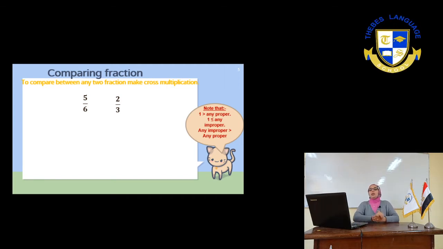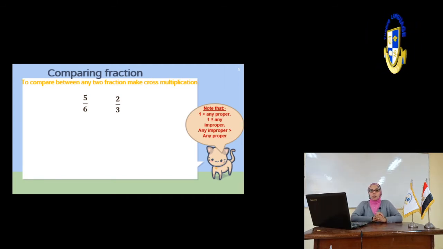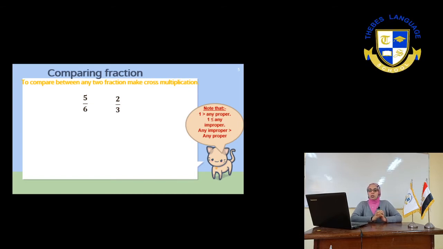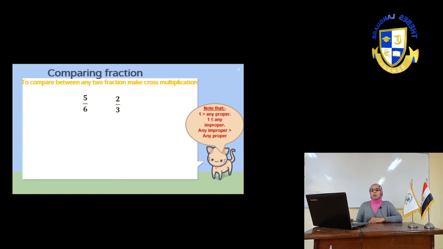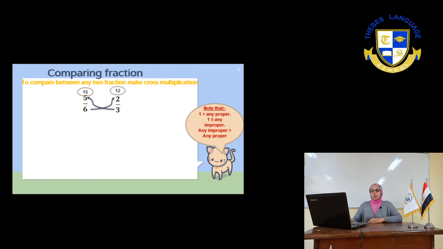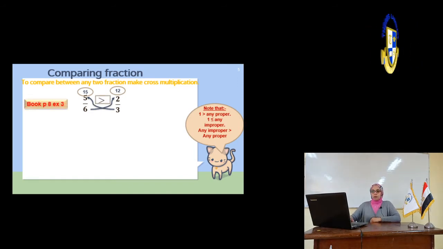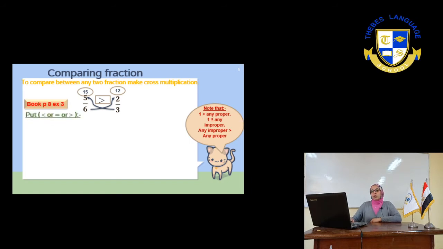Okay? Now we have 5 over 6. We want to compare between it and 2 over 3. How do we do this? Just make a cross multiplication. 3 times 5 will be 15. Write it above 5. And 2 times 6 will be 12. Write 12 above 2. Now, which is bigger, 15 or 12? 15 is bigger.